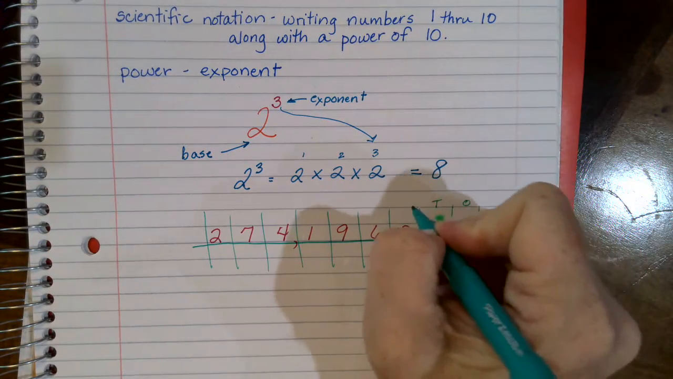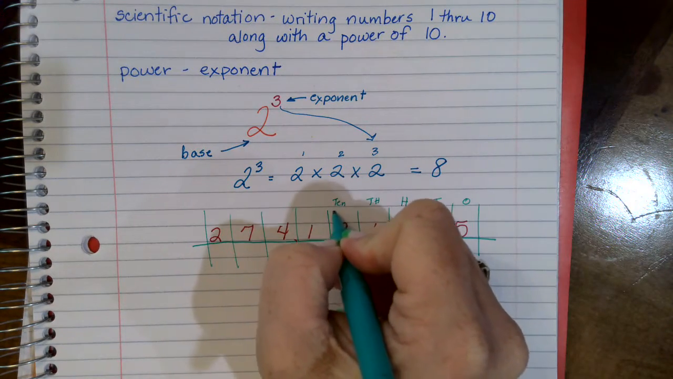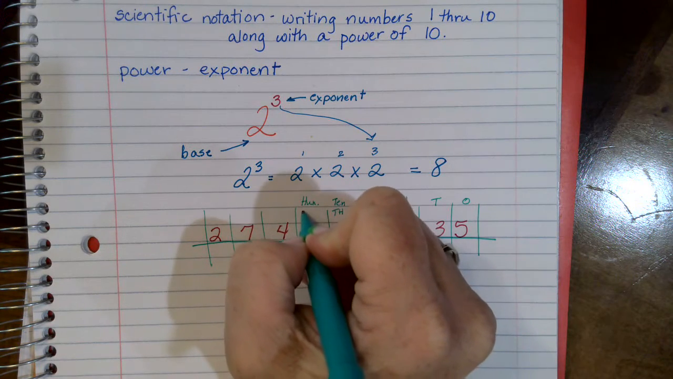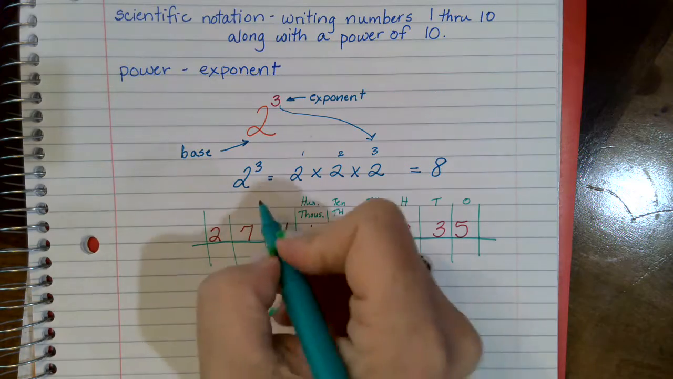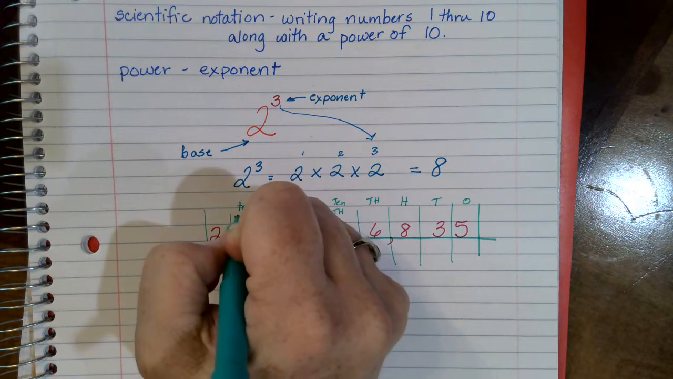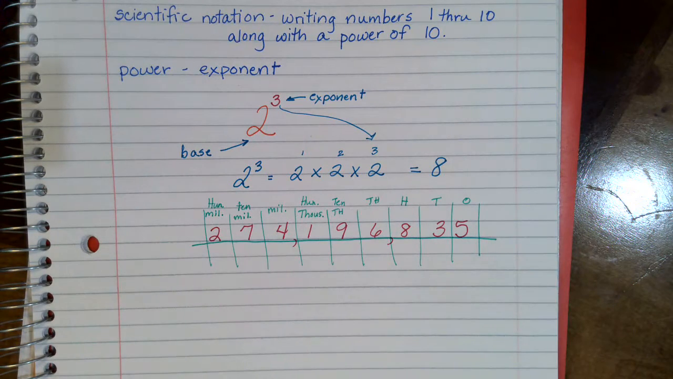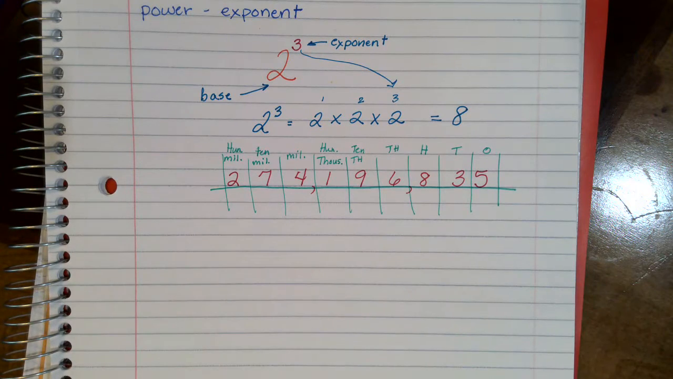So this is the ones, the tens, the hundreds, the thousands, the 10,000s, and the 100,000s. Then we go into the millions. Again, repeating pattern, we have the 10 millions and the 100 millions. We read this number 274,196,835. Very large numbers like this can be written using scientific notation. Here are the 3 steps to follow when writing in scientific notation.